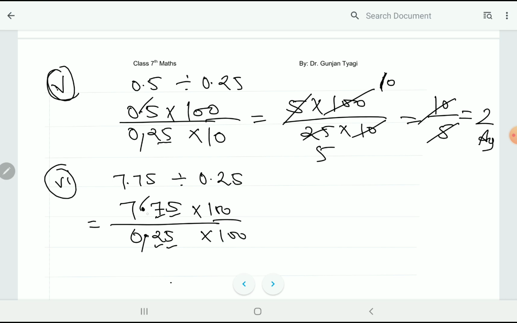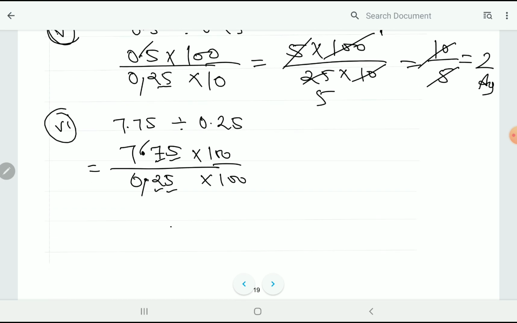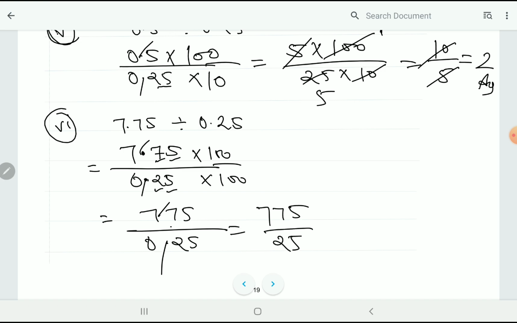Okay, so in this type of question, when the decimal is at the same place in both the denominator and numerator, the decimal will cancel out. So 775 divided by 25 comes here. You check the place of the decimal. If it is the same in the numerator and denominator, then there is no need to multiply by any number like 10, 100, 1000. The decimal will just cancel out, and the remaining terms are left.